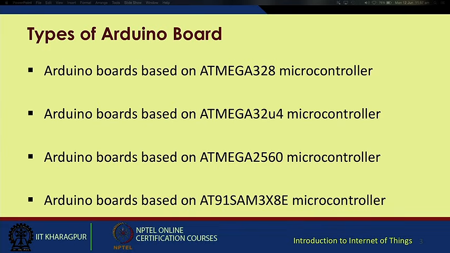To start off with, there are a few basic variations of the Arduino boards. There are Atmega 328 based microcontrollers. They have Atmega 32U4 series microcontrollers. They have Atmega 2560 series microcontrollers, and then there are Atmega 91 SAM 3X80 series microcontrollers. So these are some of the core microcontrollers.